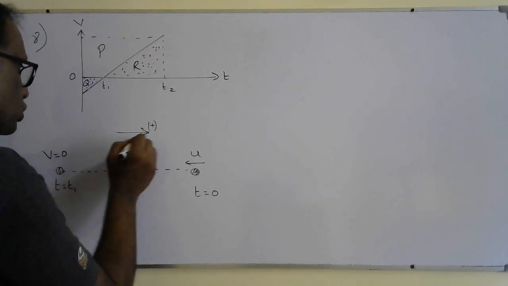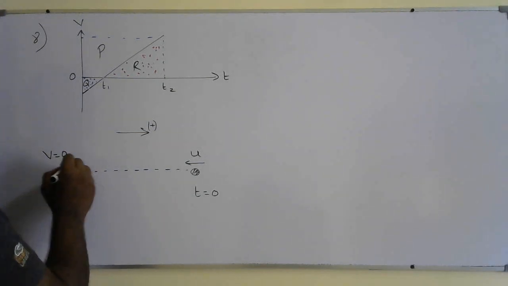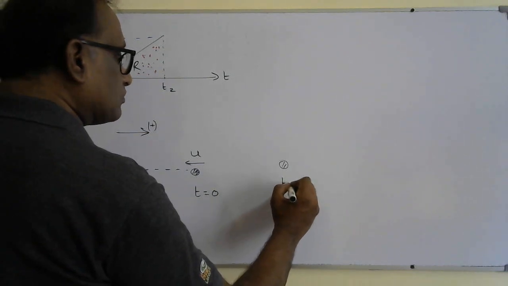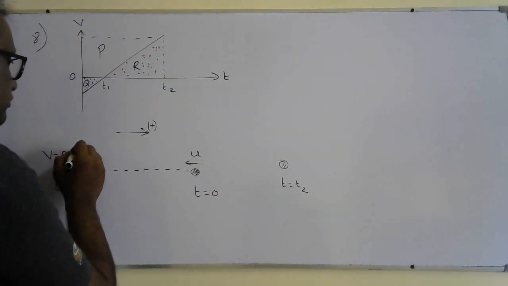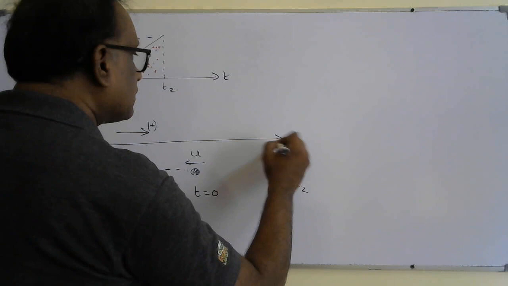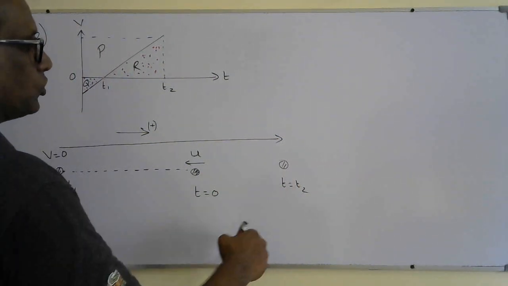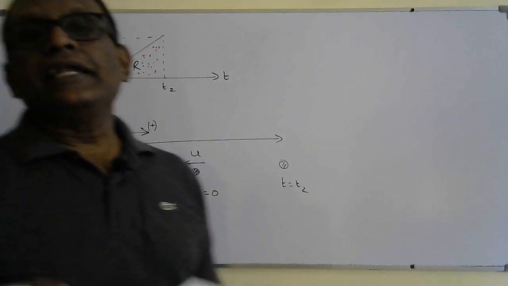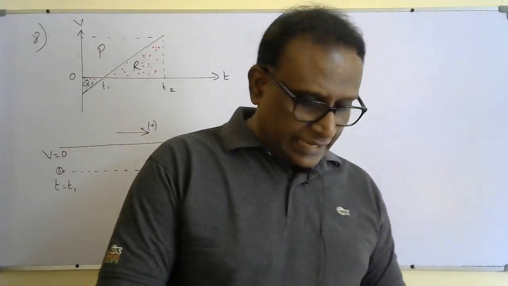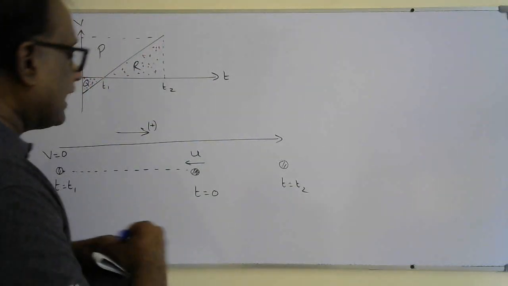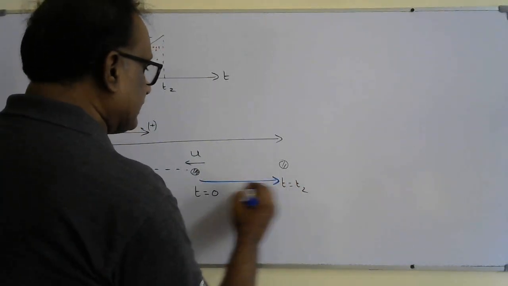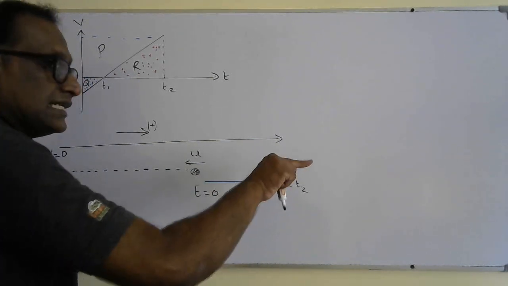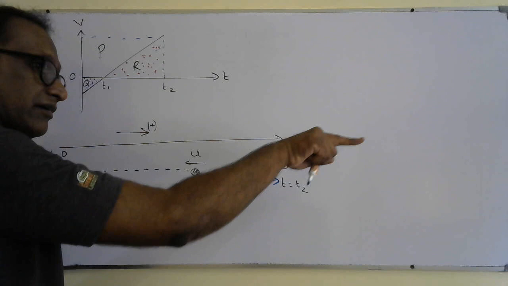Now it's accelerating towards right. Maybe at time t equal t2, it would have gone from here to here. So at time t equal t2, it has gone up to this point. So what is the displacement during this journey? That is going to be this one. This is the displacement during this journey. From the initial point, we should consider the final point towards right.